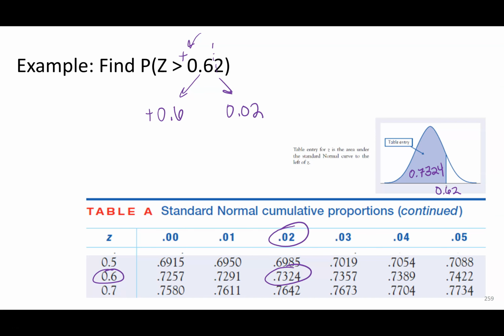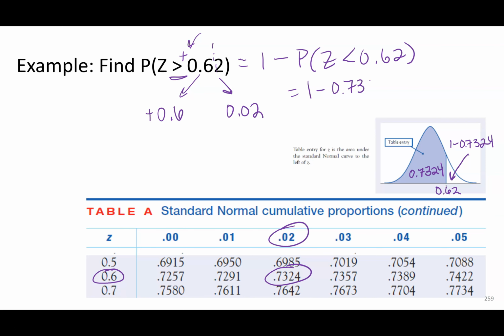Here, I want greater than. I actually want this white area, this white tail area. So this is going to be the same as 1 minus the probability that z is less than 0.62. So 1 minus that 0.7324. I'm going to get something like 0.2676. Definitely feel free to check my math there.